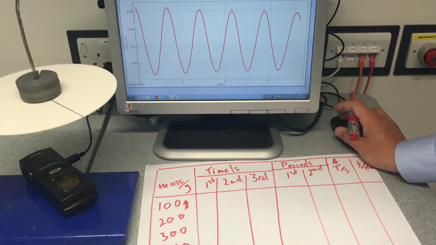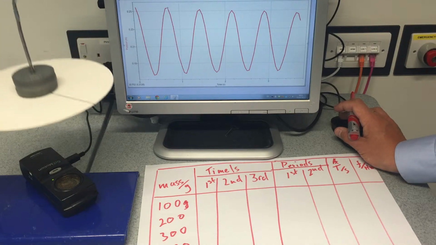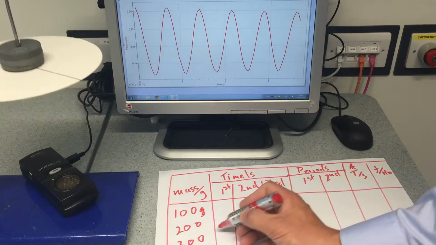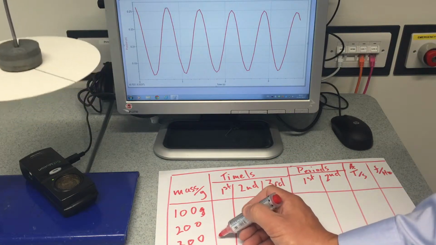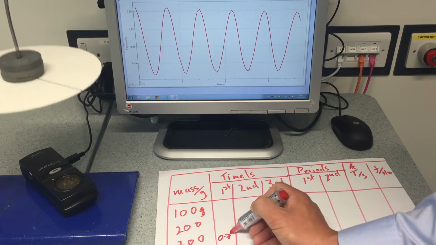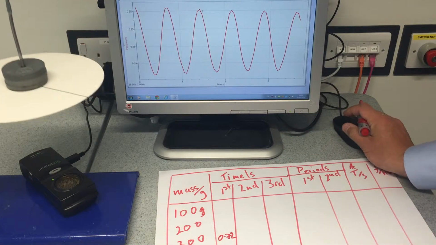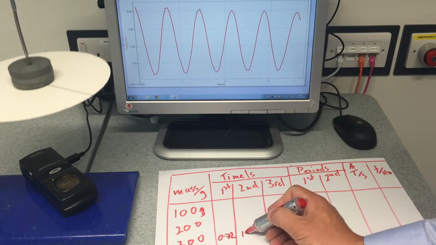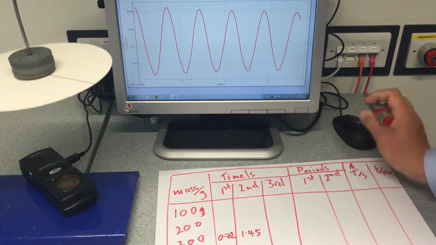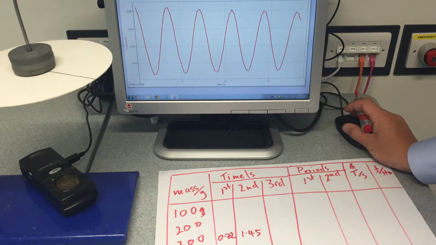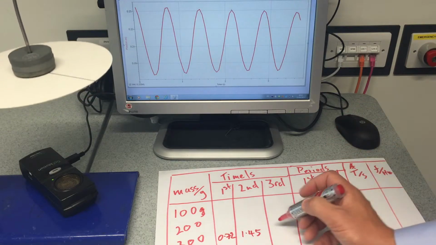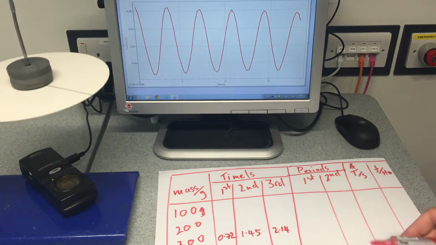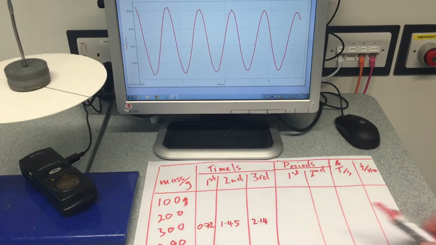So let's take the first peak. The very peak of it, of course, I'm looking for. That's going to be 0.72. The next one is 1.45. And the next one is 2.14. Okay.